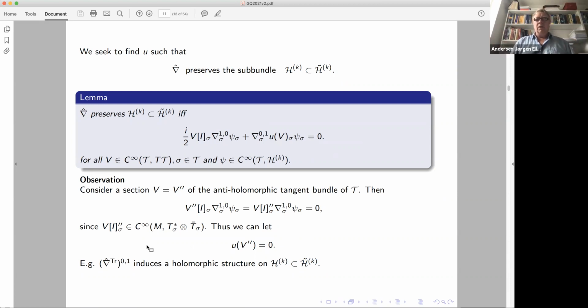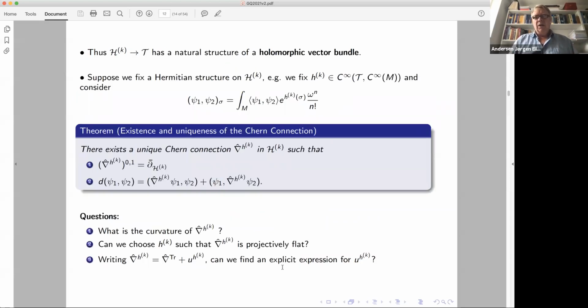in the trivial bundle, and you take its 0, 1 part, then that will induce a holomorphic structure in this bundle. So actually, these bundles, the holomorphic sections, automatically come with holomorphic structures. That's nice, because then we have that part solved. Therefore, we only remain with a problem in the 1, 0 direction.